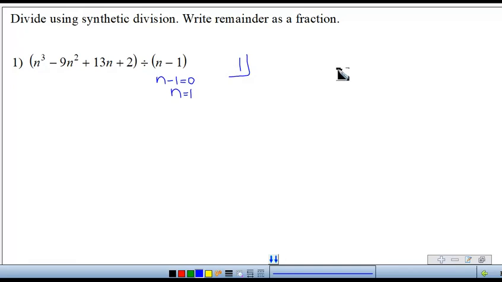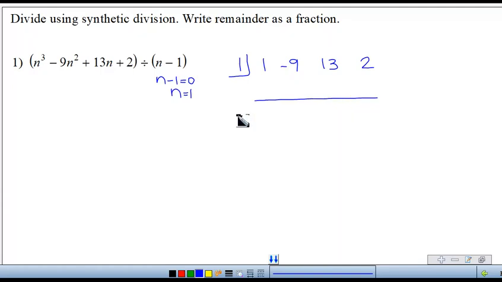Beside this box, we are going to write down the coefficients of our dividend. If any terms are missing, we're going to put a 0 in the place of that coefficient. In this case, all terms are here and they are in descending order. So I will write down 1, -9, 13, and 2. Now you're going to leave a space underneath these numbers and draw a line.